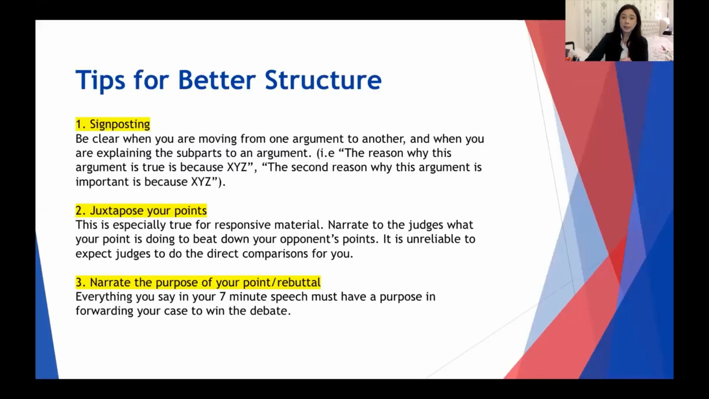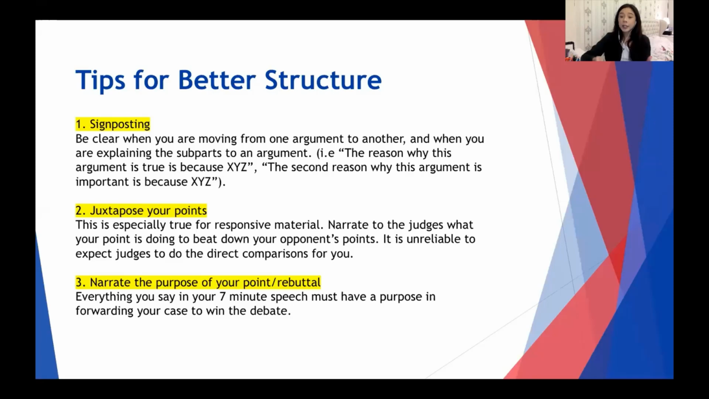So some good tips for better structure is to firstly remember signposting. What this means is that you need to be clear to the judges when you are moving from one argument to another and when you are explaining the subparts to an argument. So for example, say to the judge, the reason why this argument is true is because, and then your reasoning.